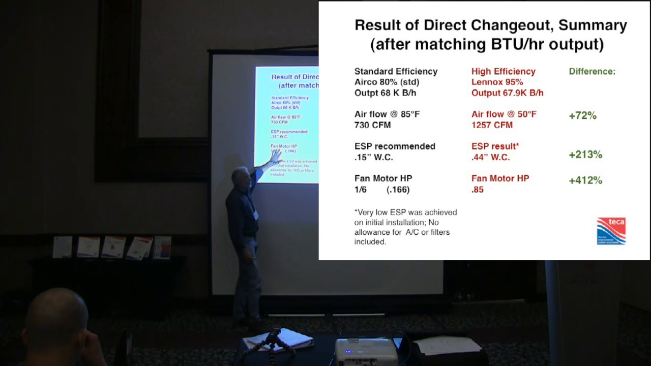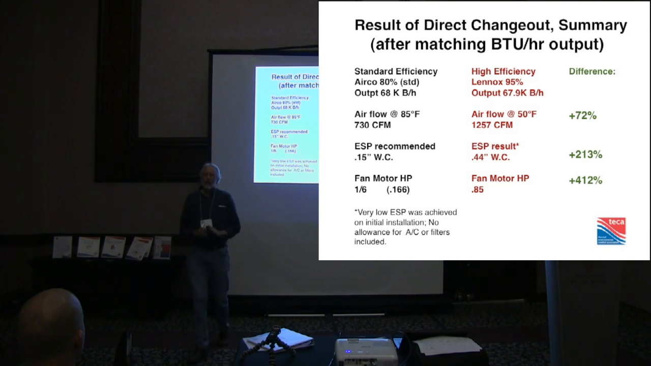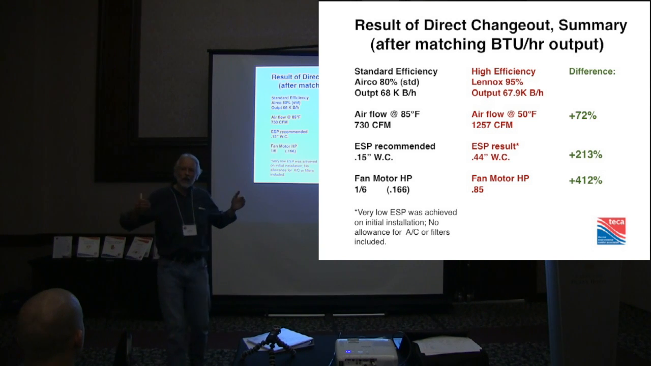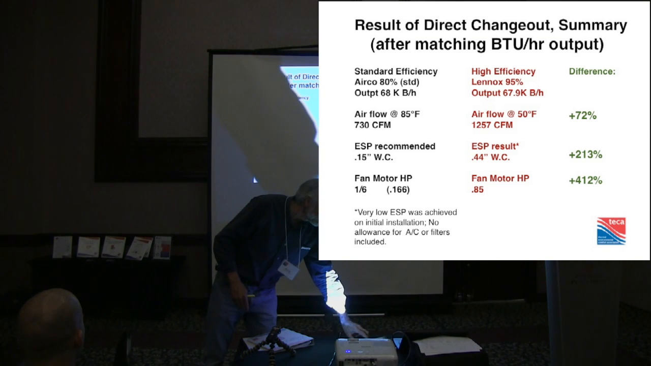But look what happens to your horsepower. If you were satisfactorily doing the job with a 1/6 horse, you now need almost a 1 horsepower motor to do that job. These aren't arguable. They're not negotiable. These are facts. It's called the fan laws, which is a principal part of this course. Really, really simple stuff.